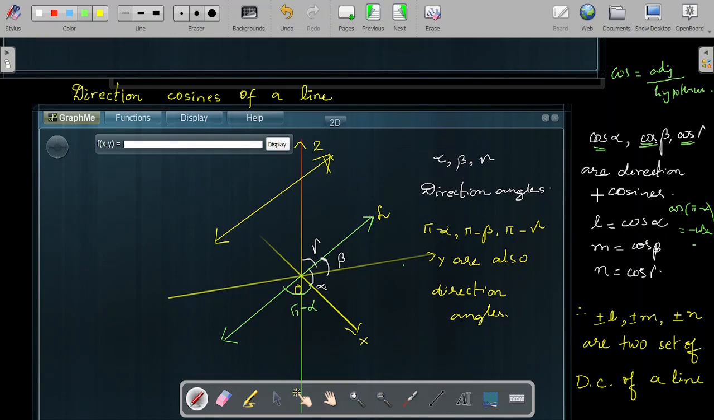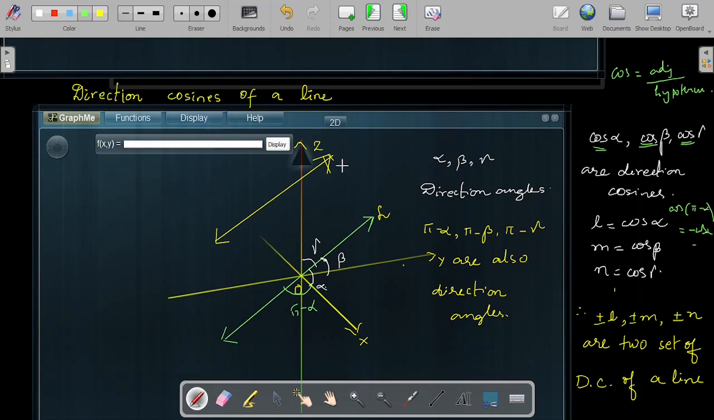For both the directions you will get the same values, because L is positive, M is positive, N is positive in the second quadrant also. In the first quadrant also they will come as positive only. So you don't have a unique set of direction sines for the given line. That's why we don't use the sine function. We specifically use the cosine function. That's why they are called direction cosines of a line.